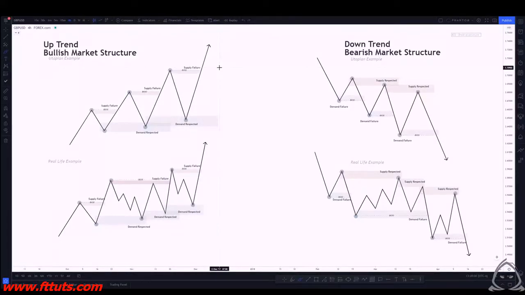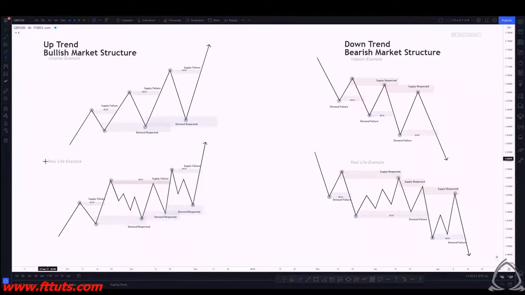This is ultimately what we are combining when we combine market structure and supply and demand. It's the inner workings and the relationship between supply and demand, and how demand being respected and supply failing creates a bull trend or an uptrending market. Or if we're seeing supply being respected and demand failing, we're seeing a downtrend.